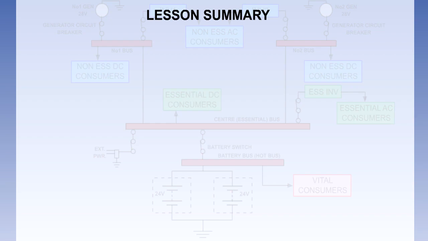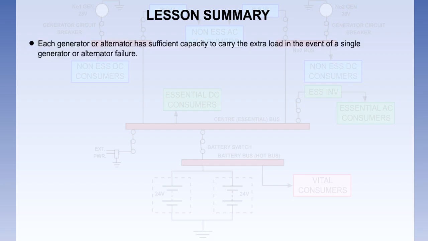That is the end of the lesson. Here is a summary of the main points that you should take from it. Power source failures are protected against by ensuring that each generator or alternator has sufficient capacity to carry the extra load in the event of a single generator or alternator failure.